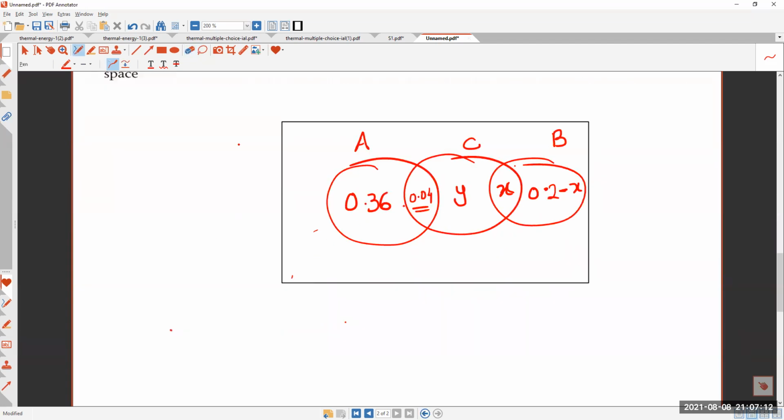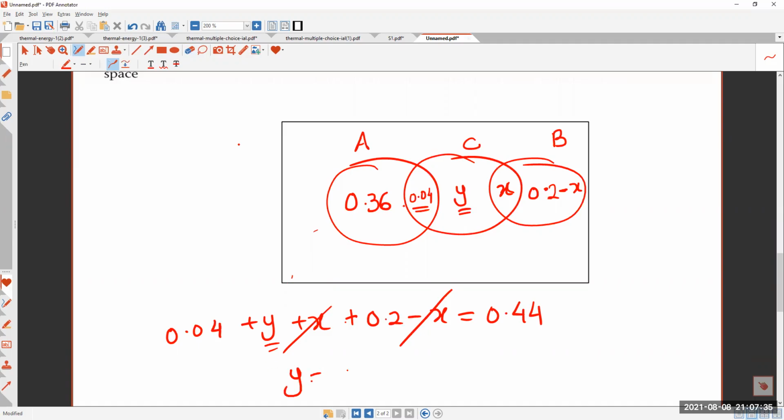They gave you B union C. So that means you take all the numbers of B and all the numbers of C, and the total of all of them should give you 0.44 as your answer. Now if you cancel the x and minus x over here, you will notice you end up with y unknown. That means we can find this very easily. So y is equal to 0.44 minus 0.2 minus 0.04. How much is it? 0.2. So your y value is 0.2. So I can rub this and write 0.2 here.